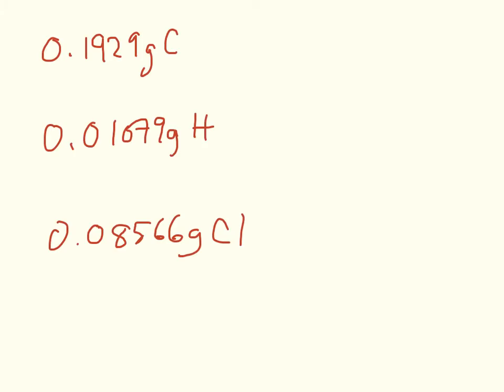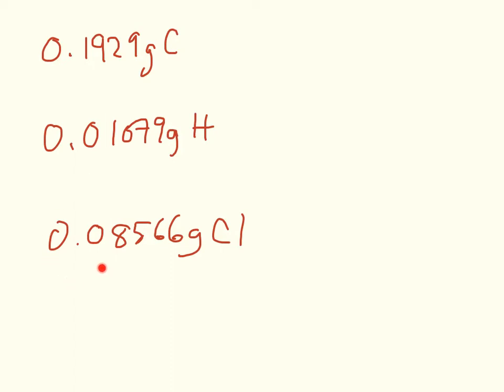I'm actually working on worksheet 4 from your worksheet packet, and I'm going to work on the first one. It says a new compound has been prepared, and it gives you the grams, so I'm going to write down the grams. So we have a compound that has 19.1929 grams of carbon, 0.1079 grams of hydrogen, and 0.08566 grams of chlorine.